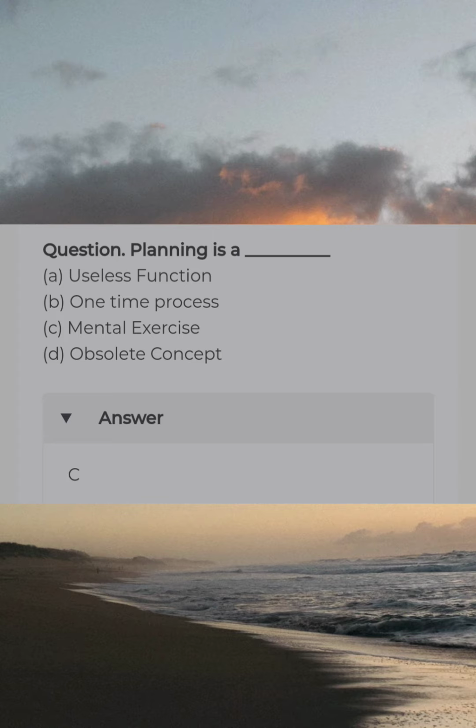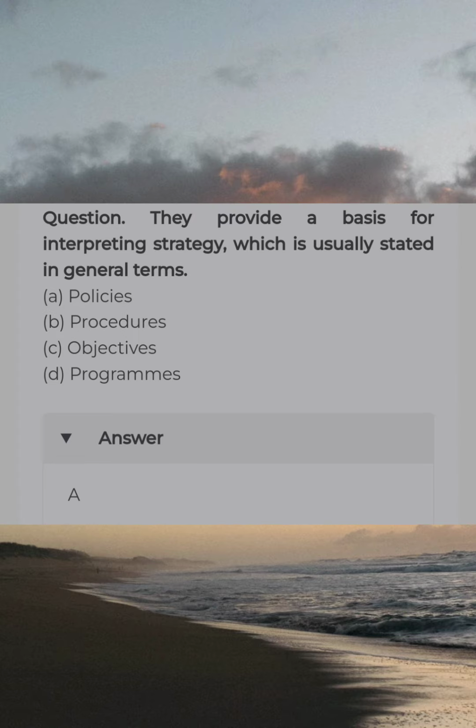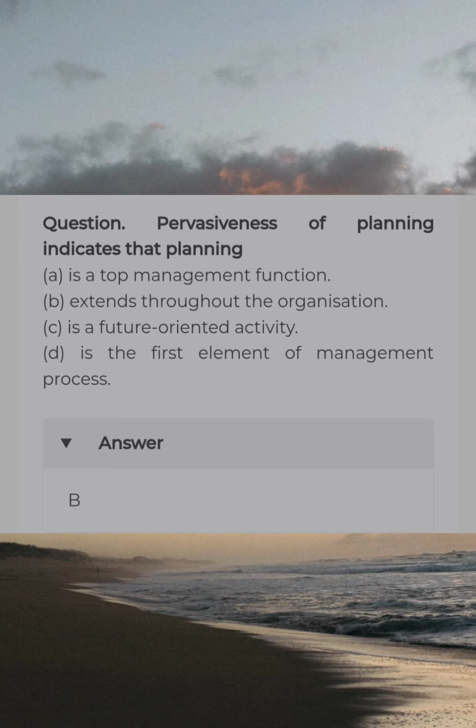Planning is a dash. Answer C, mental exercise. They provided a basis for interpreting strategy, which is usually stated in general terms. Answer A, policies. Pervasiveness of planning indicates that planning, answer B, extends throughout the organization.